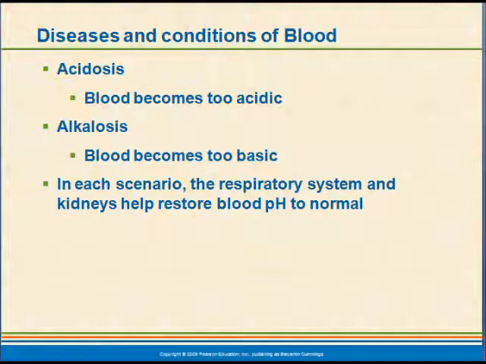Now, some diseases and conditions of blood that can arise. Blood becomes too acidic, you have acidosis. Blood becomes too basic, it's alkalosis. And in both of those scenarios, the respiratory system and kidneys generally help restore pH back to normal. If they fail to do so, then you can start having some deficits. A person can appear to behave drunk, even though they've not had anything to drink. We do see situations like this arise in certain conditions, such as diabetes, where someone can become acidotic or alkalotic.